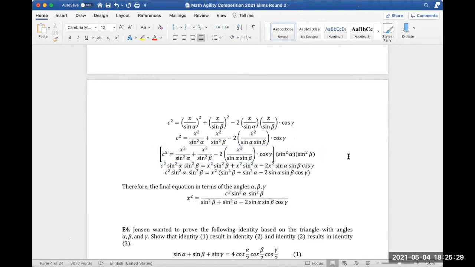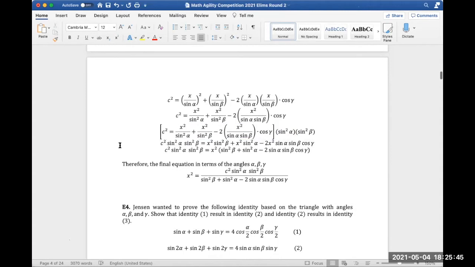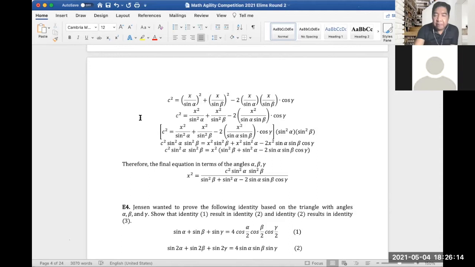So to eliminate sine alpha squared and sine beta squared, we will multiply both sides of the equation by this factor, right? Sine alpha squared and sine beta squared. So our left hand side of our equation would get that factor, which is C squared sine alpha squared sine squared beta, and then equals, of course, sine alpha squared will cancel out. So what is left is sine squared beta on the first term. And then on the second term, we will have, what's this? Okay.